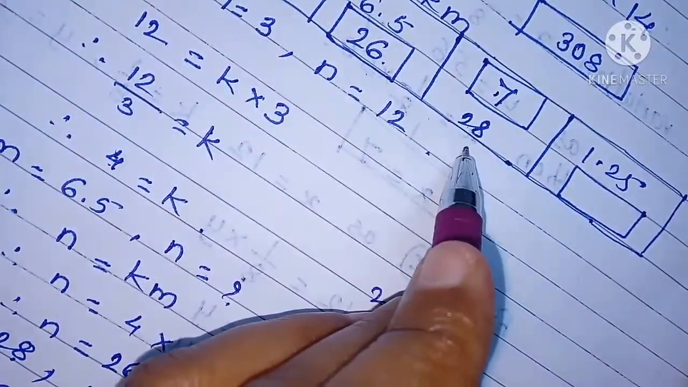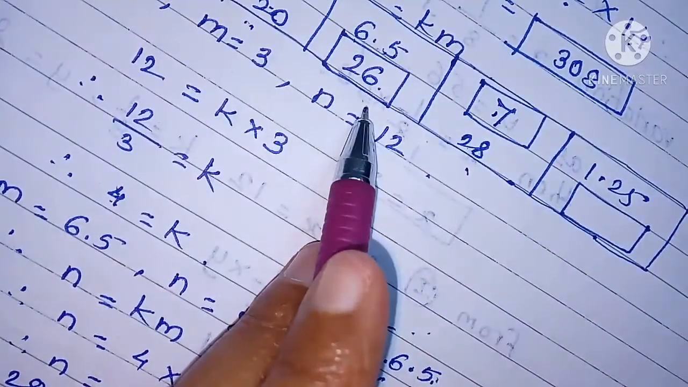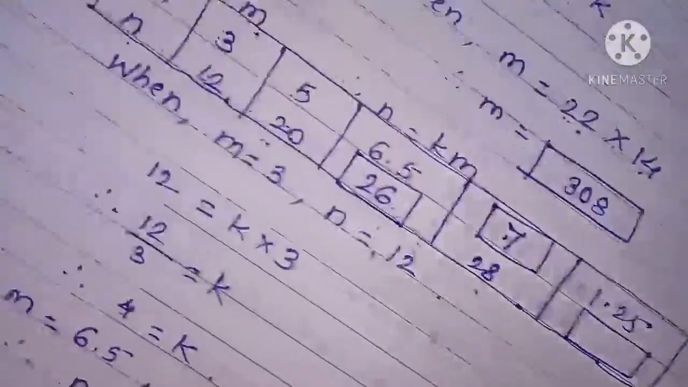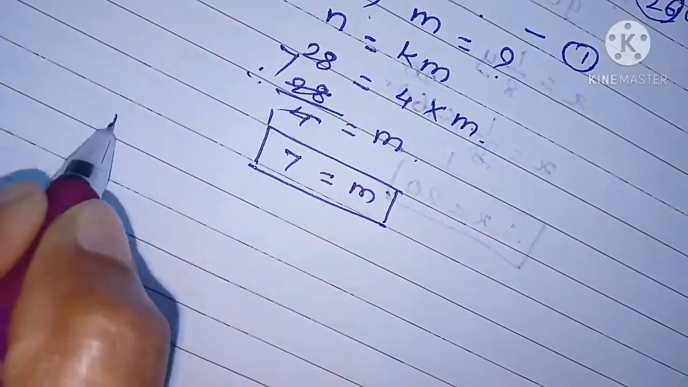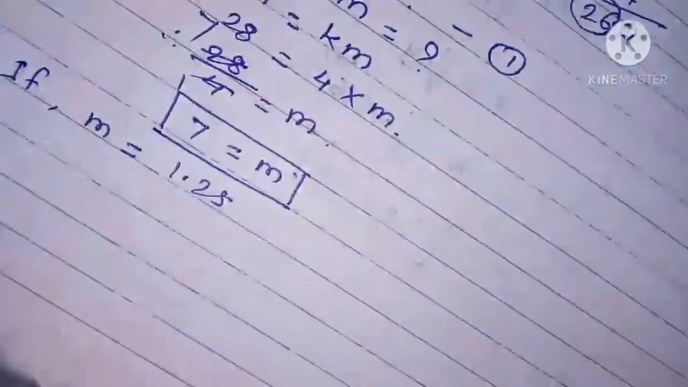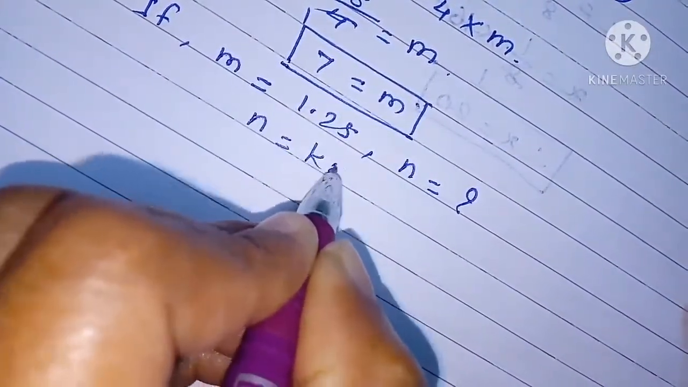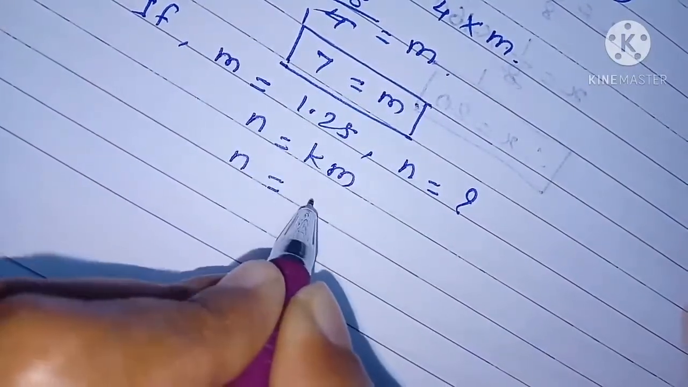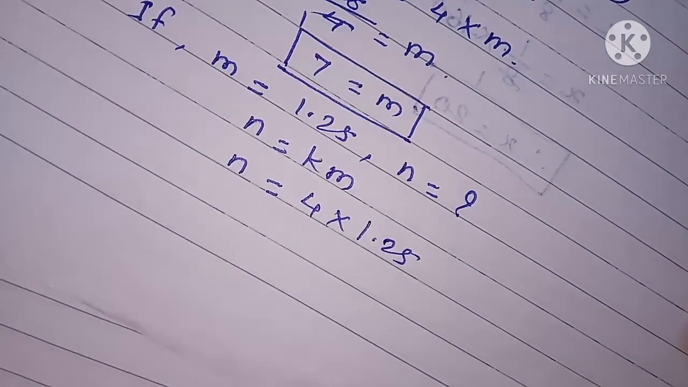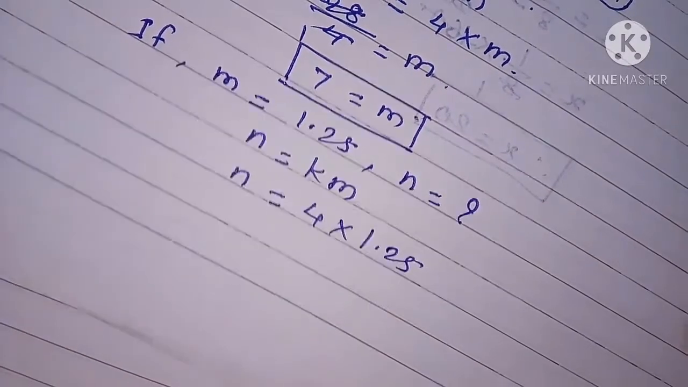7 4s are 28. 6.5 into 4 is 26. Okay. Now another value of m is given. If m is equal to 1.25, then n is equal to how many? So n is equal to km. n is equal to 4 into 1.25. So finding the value of this, see, how much is it coming?